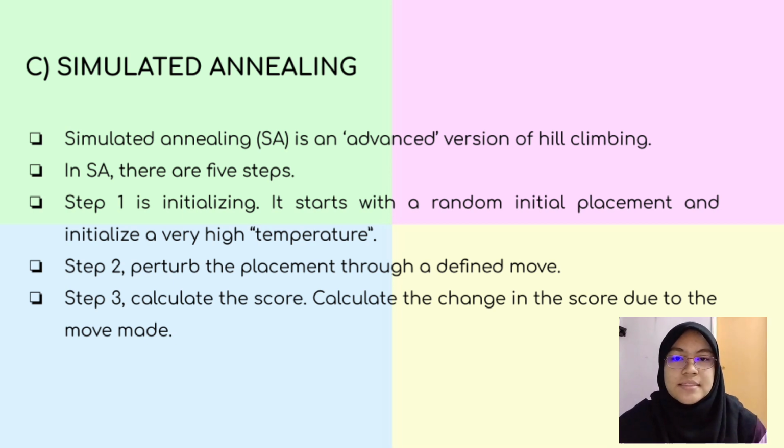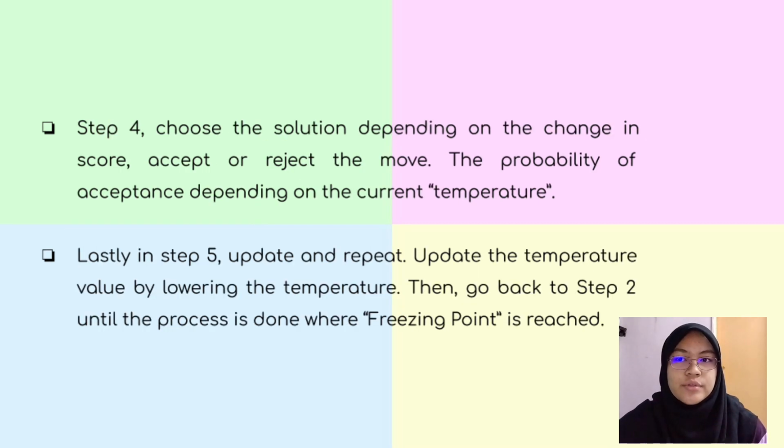There are 5 steps in simulated annealing. The first step is initializing. It starts with a random initial placement and initializes a very high temperature. Next, it will perturb the placement through a defined move and calculate the score. Calculate the change in the score due to the move made, and choose the solution depending on the change in score to accept or reject the move. The probability of acceptance depends on the current temperature. Last but not least, update and repeat. Update the temperature value by lowering the temperature, and then go back to step 2 until the process is done, where the freezing point is reached.